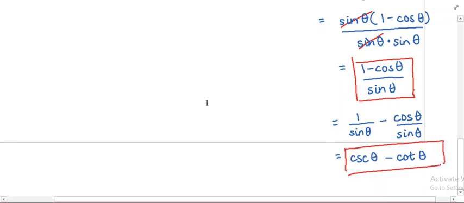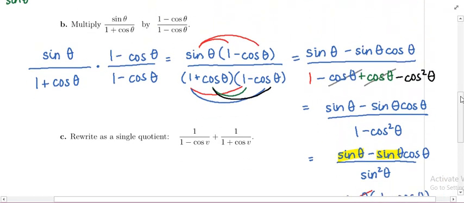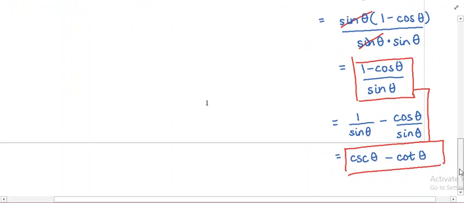These two things are equivalent ways of writing the answer. They look completely different, but they're both correct answers. They are both the result of multiplying that first expression, sine of theta over 1 plus the cosine of theta, by 1 minus cosine theta over 1 minus cosine theta. Either one of these would count as the final answer.